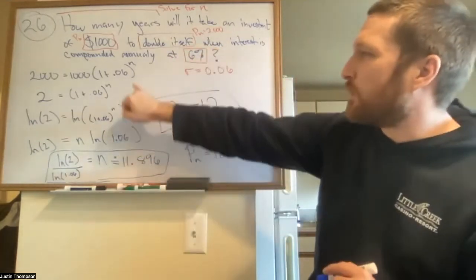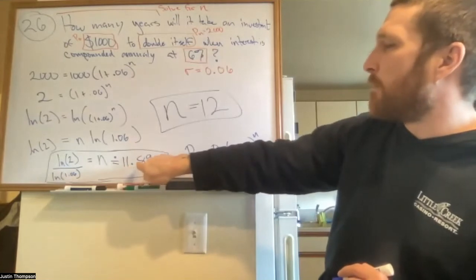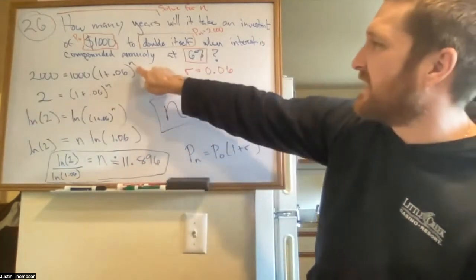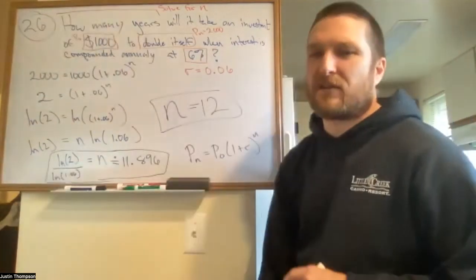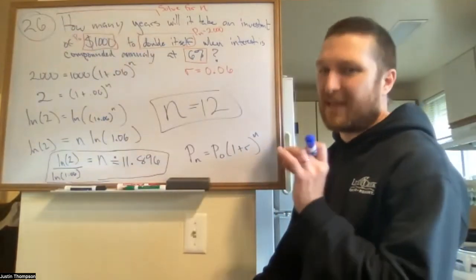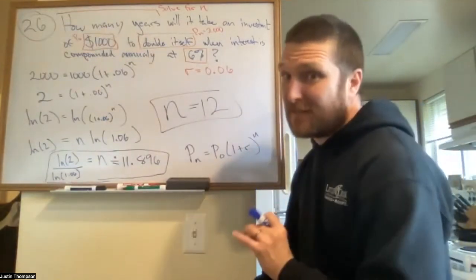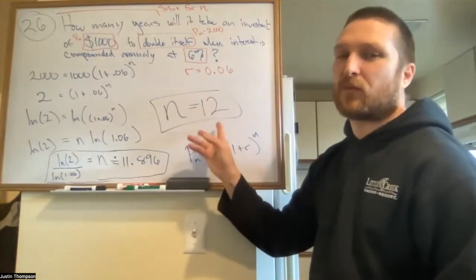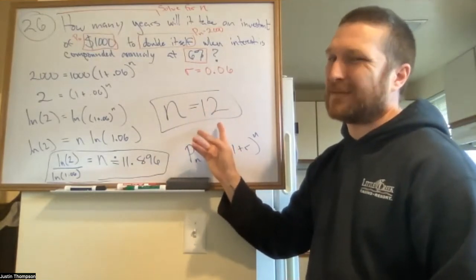If you plug in 11.896 into this, you'll get your $2,000. But no, they're going to hold on to it till the end of the year and say, by the end of the year, then you can have it. And so we're going to round up. And that's the key with these guys here.